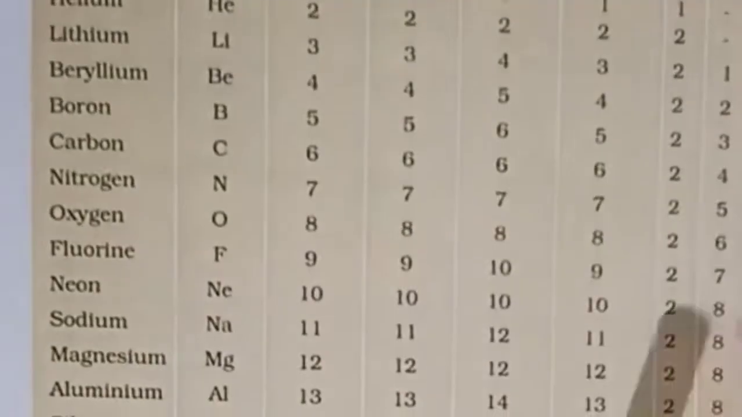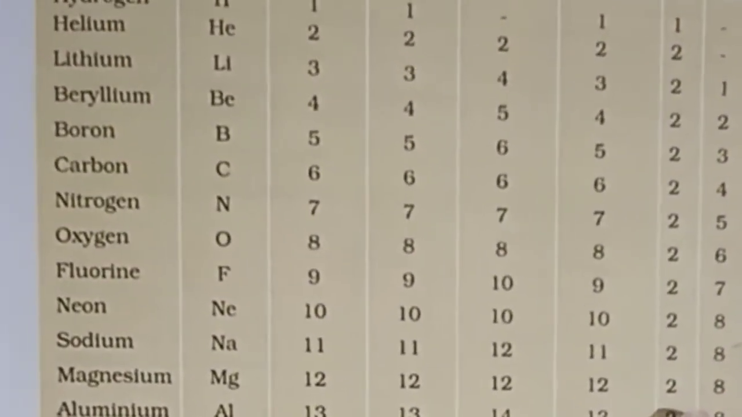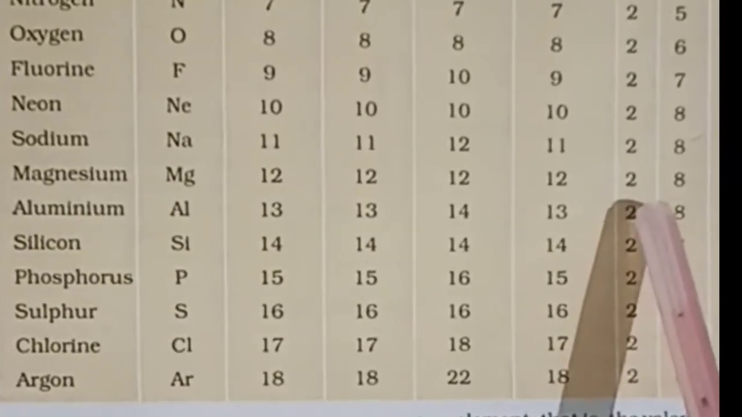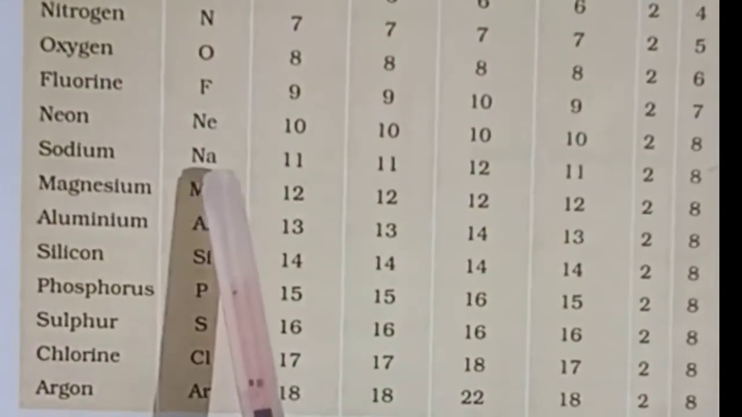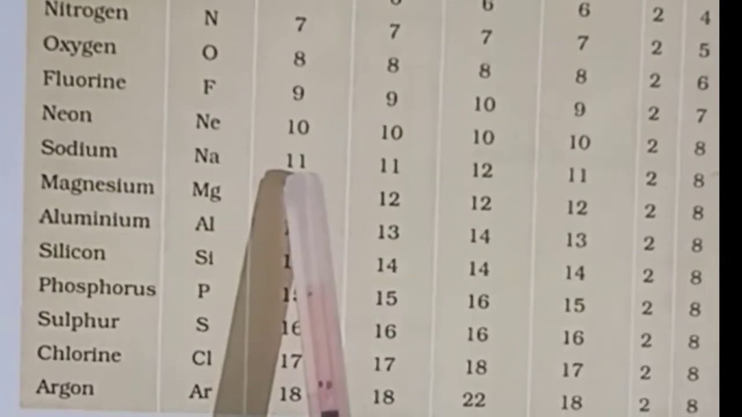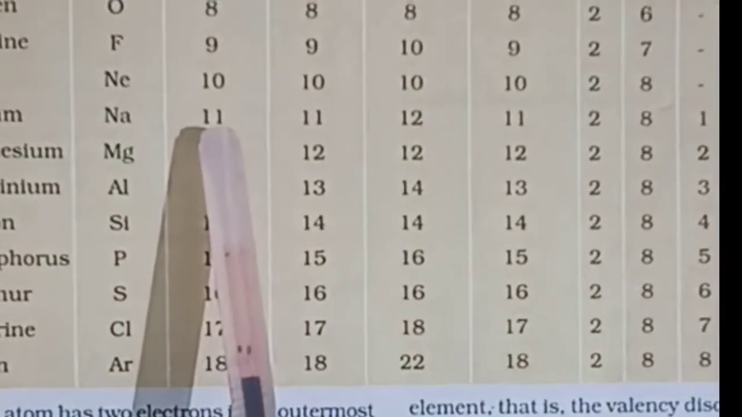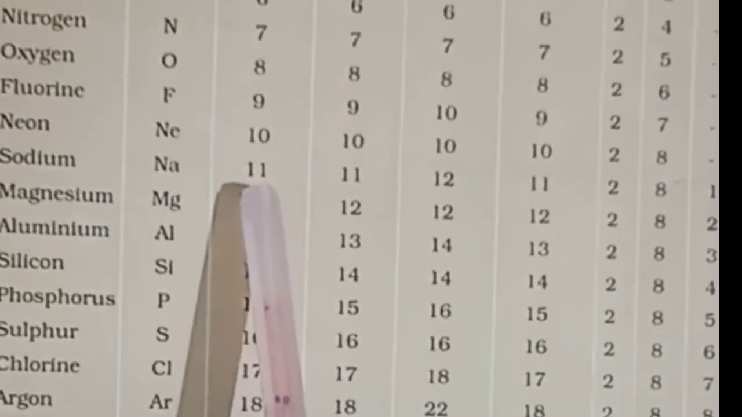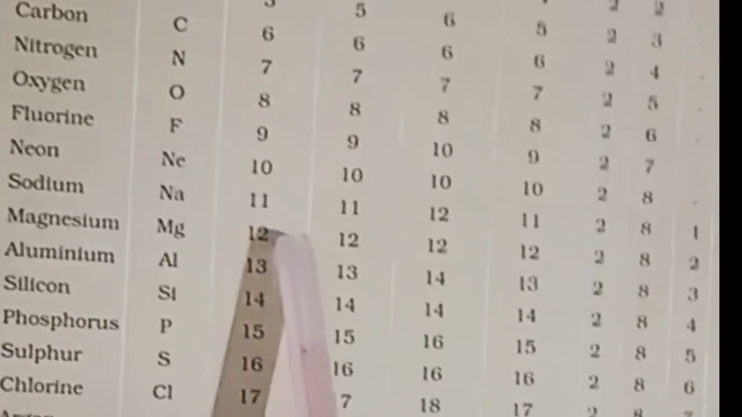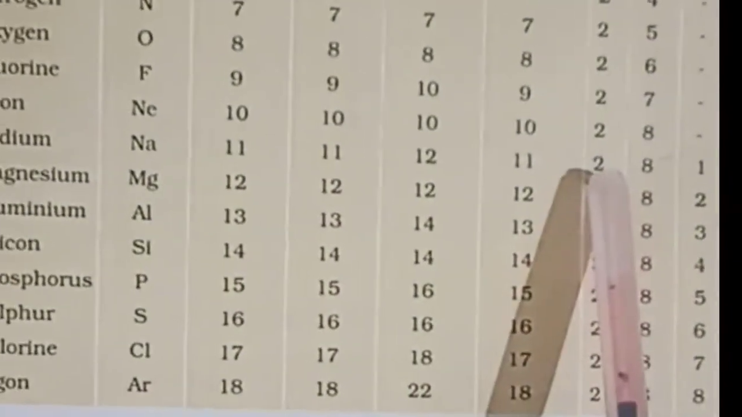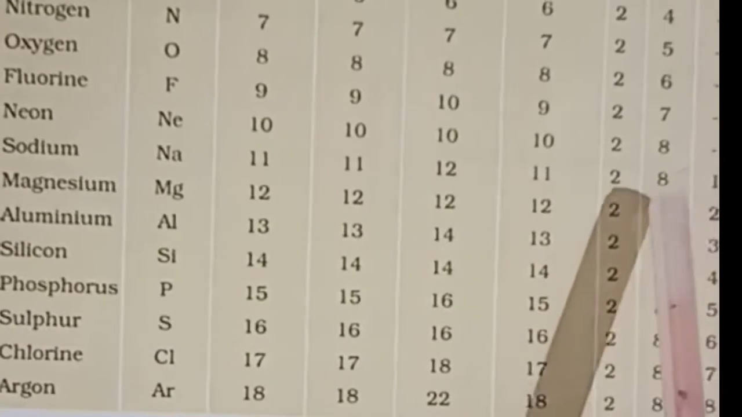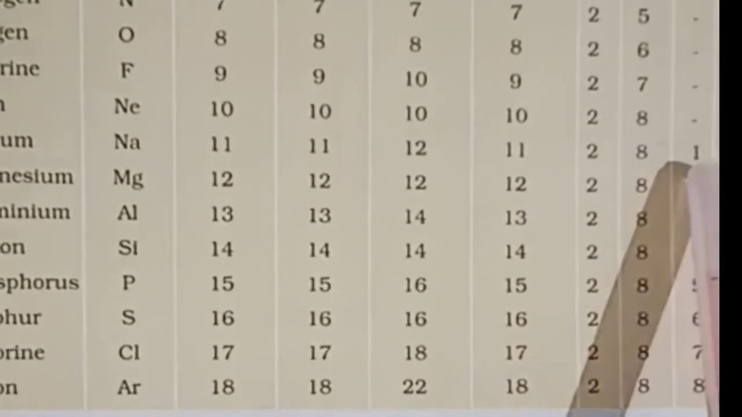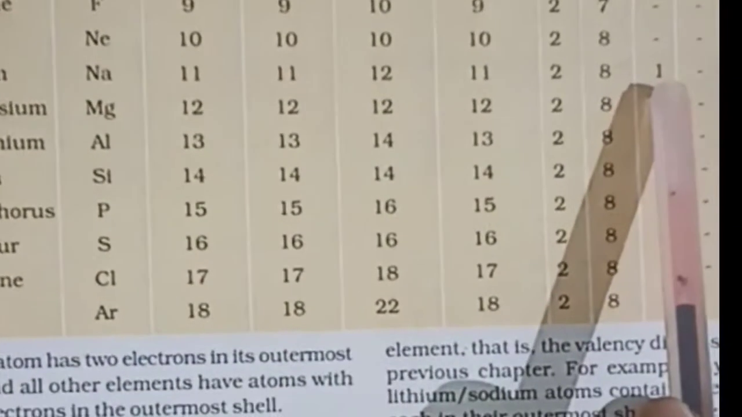Now you understand in this way that the first shell can accommodate 2, the second one 8, and the third one 18. In the sodium case, it has atomic number 11, that means it has 11 electrons and 11 protons. So when we do electronic configuration, we distribute the electrons. In the first shell we put 2 electrons, in the second shell 8, because a maximum of 8 can go, and 1 electron we shift to the next shell, the M shell.